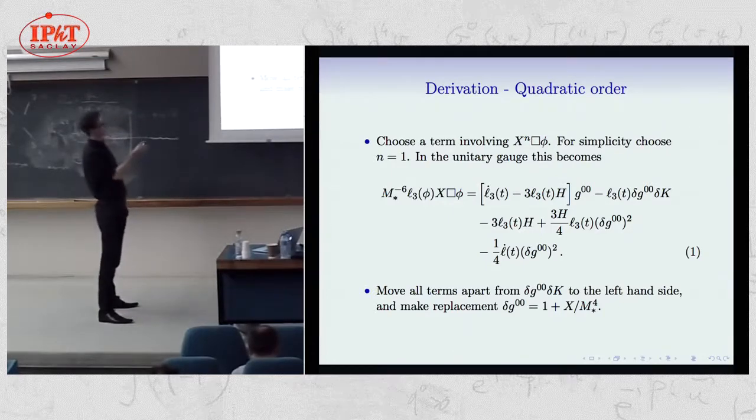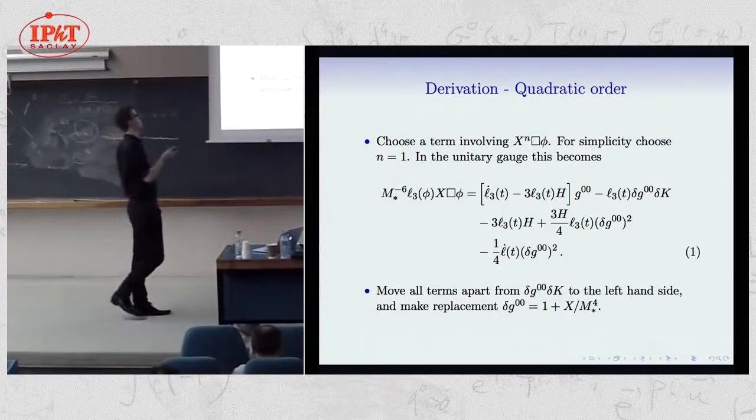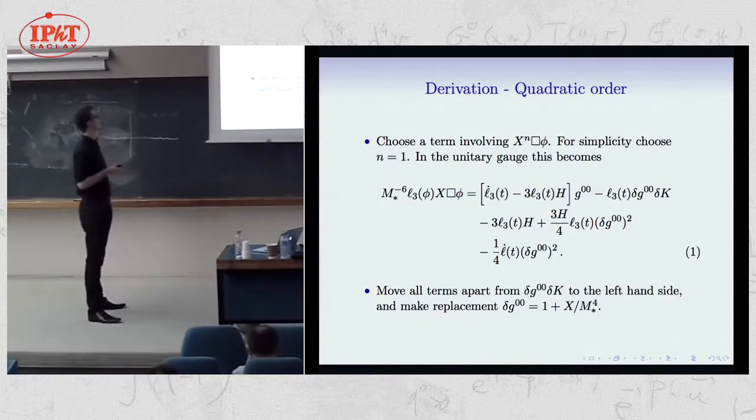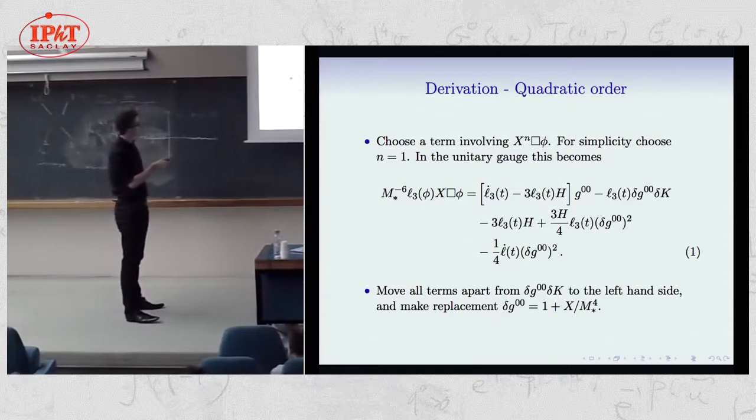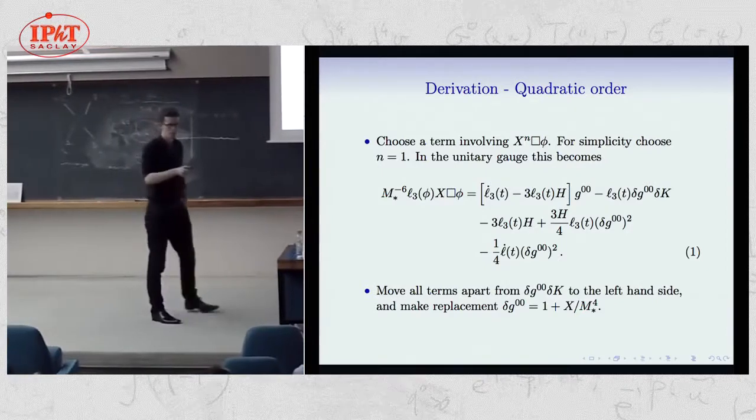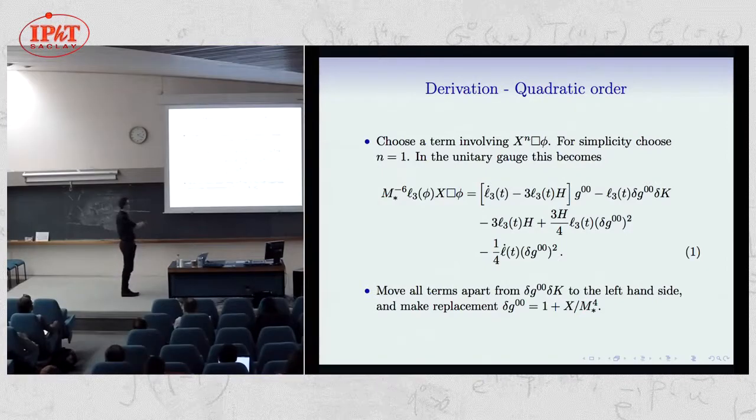But anyway, this is also a part of the degeneracy involved in these types of calculations. If you start from a term which is x to the n box phi, you could choose whatever term like that you wanted. But for the purposes of simplicity, choose n equal to 1. And in the unitary gauge, look at one of Filippo's papers or something. You can expand this out, and you get something like this up to second order in the perturbations.